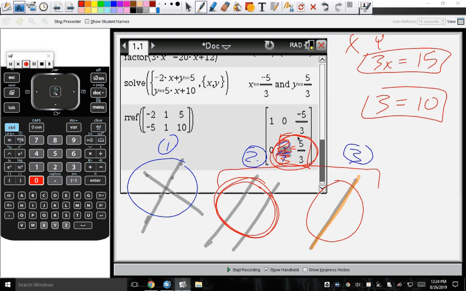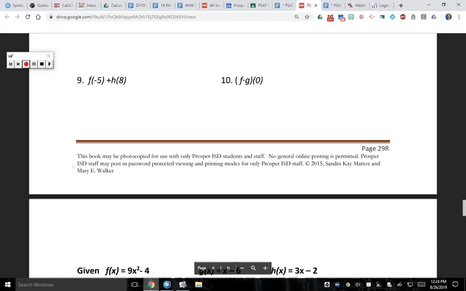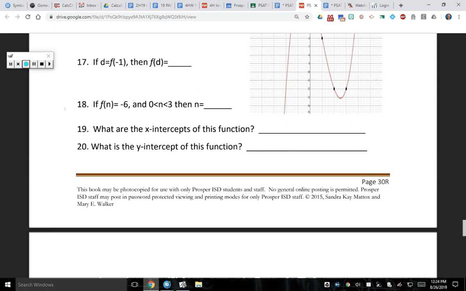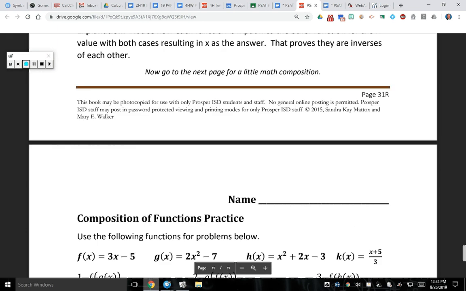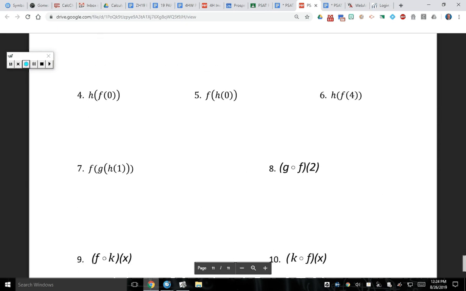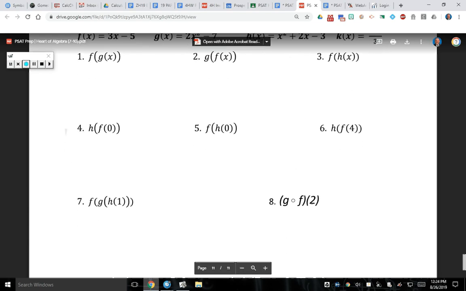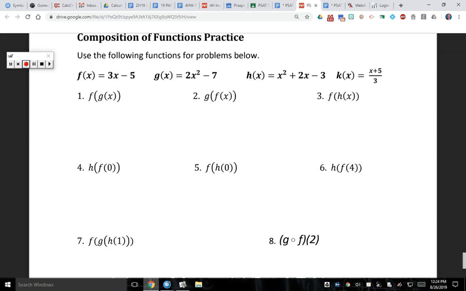Questions? Okay, we have about 4 minutes. Let's go back to composite functions. Let's practice just a little bit. Let's do 7. And then let's do 8.